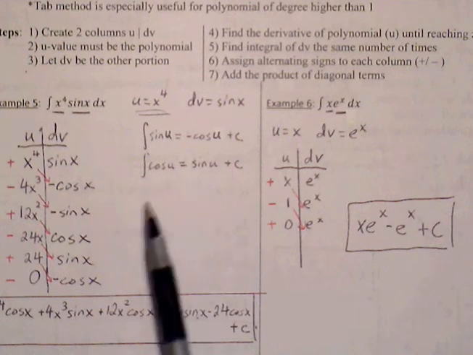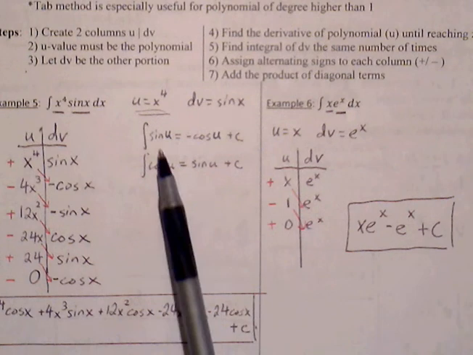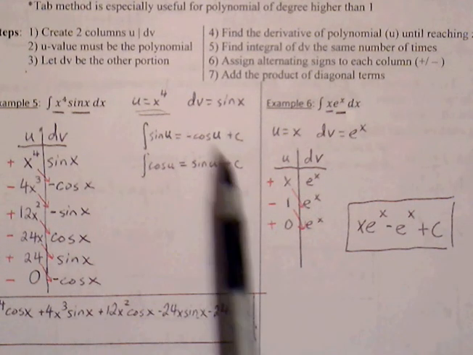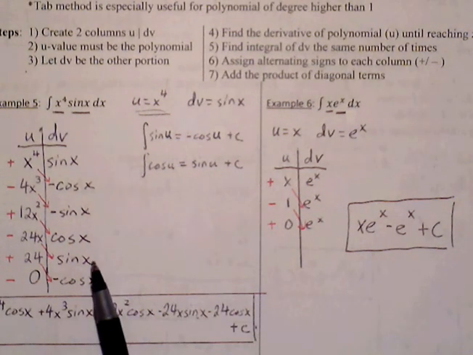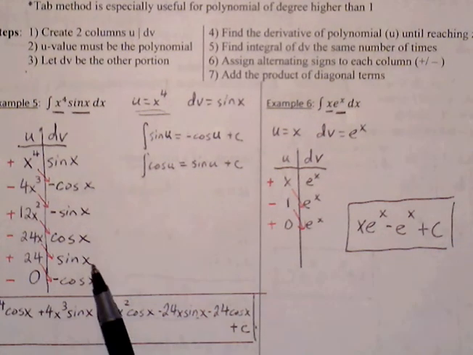Okay, integral of negative sine becomes positive cosine because there is a sign change from sine to cosine. From cosine, integral of cosine is positive sine, as we see here. And finally, the integral of sine is negative cosine.